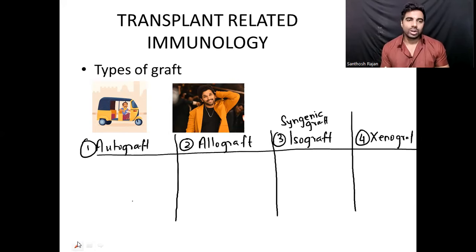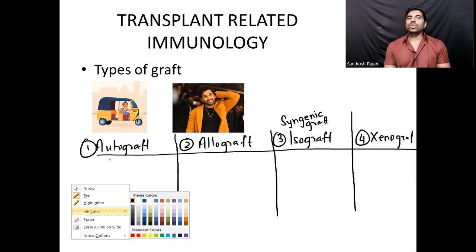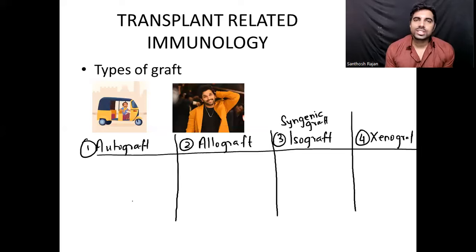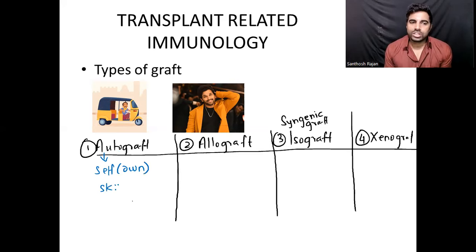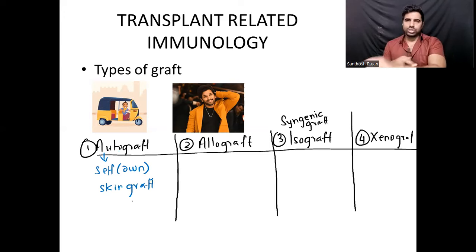Now, how to differentiate these? Autograft means auto, auto means self. So from the self or own body. Usually skin grafts are mostly autografts. If we suppose we get a burn or injury on the arm or face, we take the skin flap from the thigh region. So that is the autograft.